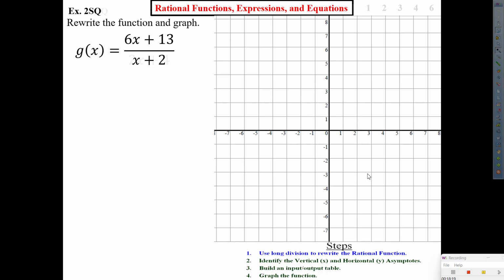Let's do another one. Example 2 super duper q. Copy that. g of x equals (6x plus 13) over (2x plus 4). And a reminder with those mobile devices.